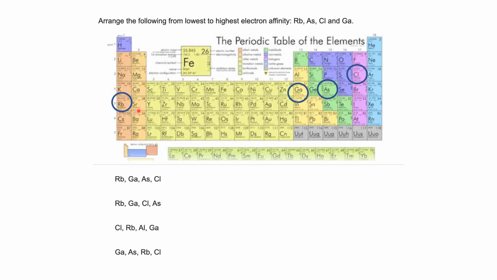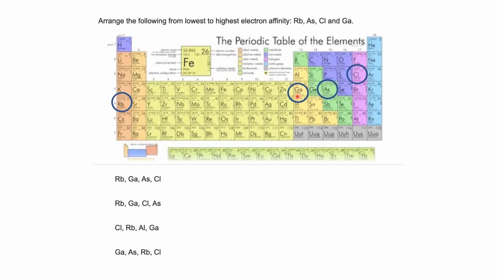So we have rubidium, which is here in the alkali metals. It's pretty far down the periodic table, but when we say that it's in the group of the alkali metals, it's obviously a metal, so the electron affinity is going to be really low. It's not going to release a lot of energy. This atom is not going to attach to a new electron.